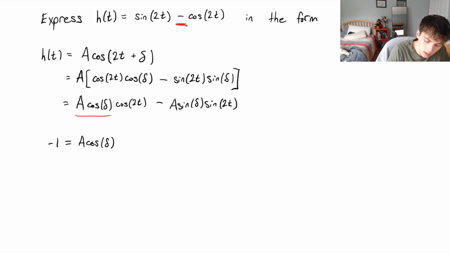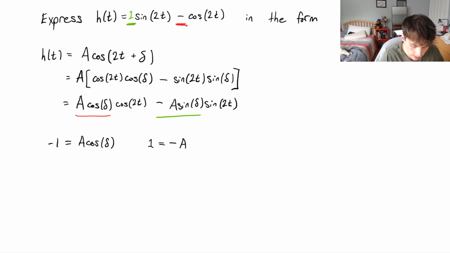We can see here, minus a times sine of delta, well, that's the coefficient on sine of 2t. And in our initial expression, you can see that there's just a hidden 1 there. So we want the coefficient of 1 to be equal to -a times sine of delta. And now we've got two equations, equation number 1 and equation number 2. We've got two unknowns, and we can solve this like a simple system of two equations, two unknowns.